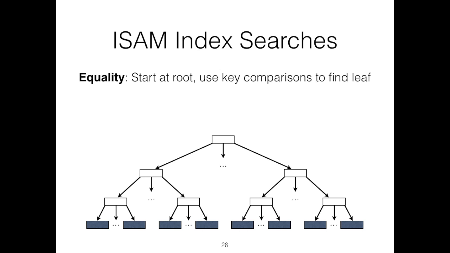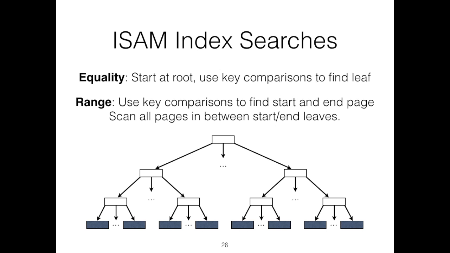We can also use this to do range queries, because all of the data in these leaf pages is just one sequence of leaf pages. So the tree structure is kind of built on top of it.